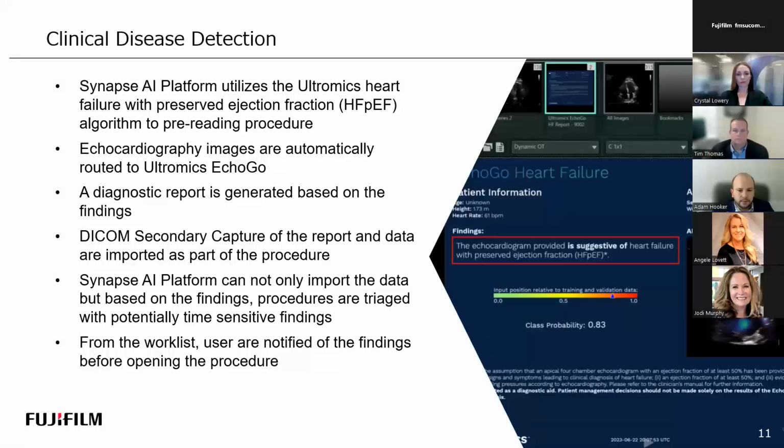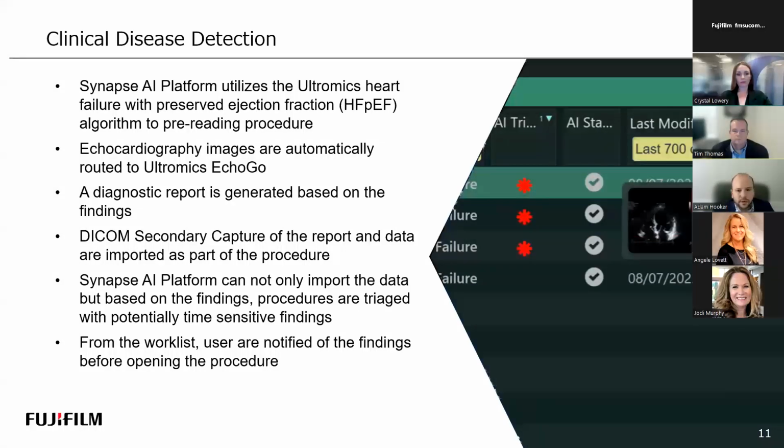By being able to utilize our triage functionality, we're going to use that information and begin to move that patient up on the list of your work list if heart failure is detected. We're also going to provide the users a notification card within the work list. And now it's going to give them a preliminary idea of why we did triage this study higher up in their work list, since it is more of a time-sensitive finding.